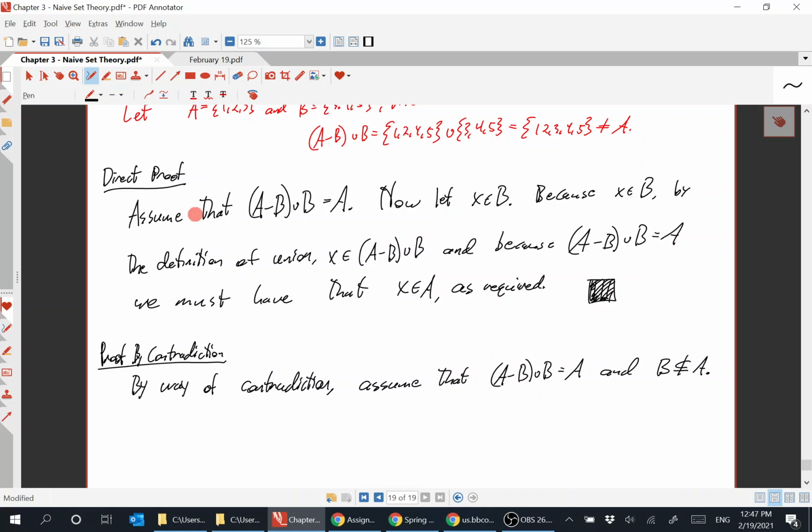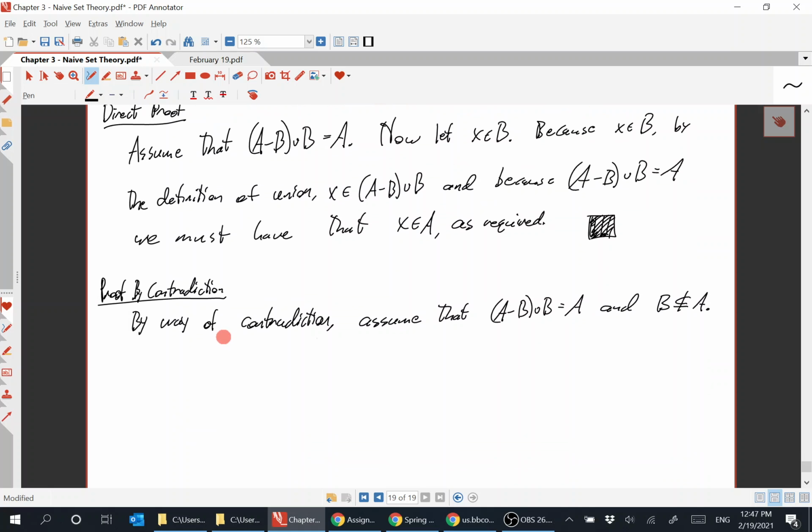How do you tip off your reader? In a direct proof, you say, assume the hypothesis is true. If you're doing a proof by contradiction, you tip off your reader by saying "by way of contradiction." All right, so by way of contradiction, here are our assumptions. We're going to argue towards a contradiction.